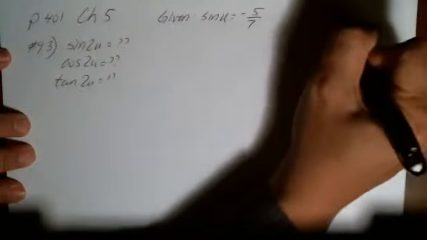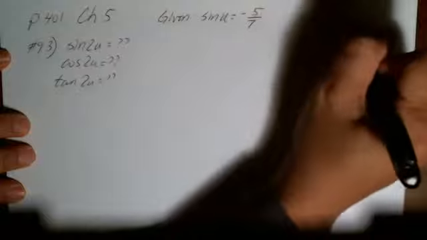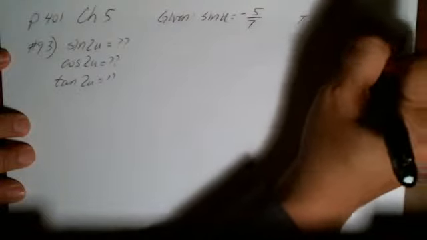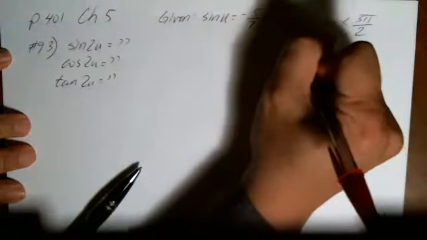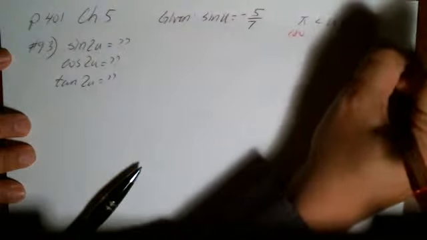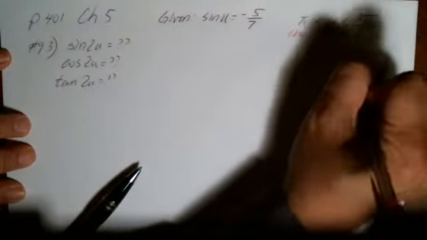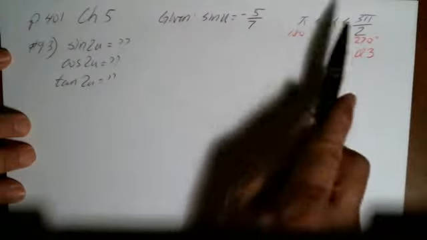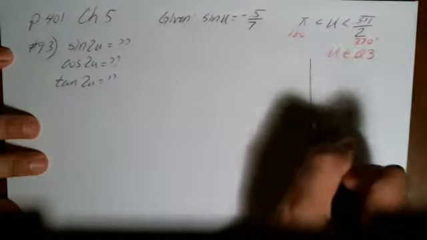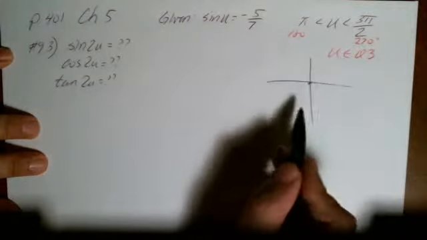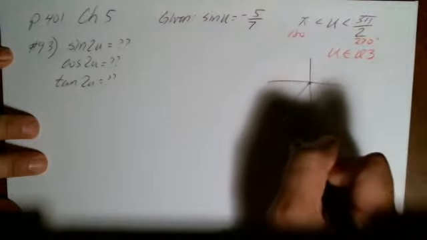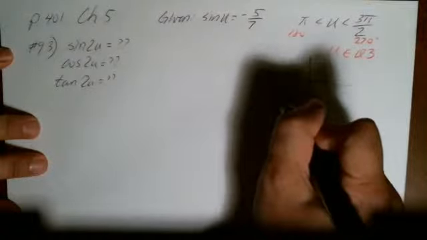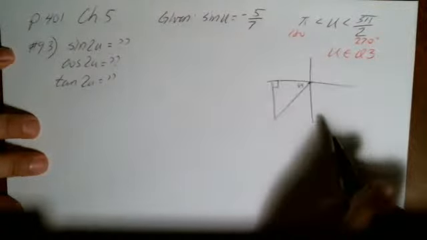To give you the information: the sine of u is negative 5 over 7, and u is between pi and 3 pi over 2. That's the given information. Since pi is 180 degrees and 3 pi over 2 is 270 degrees, u is in the third quadrant. So the first step is to draw it out. Here's the origin, and it radiates out towards the third quadrant. And here's the angle u.